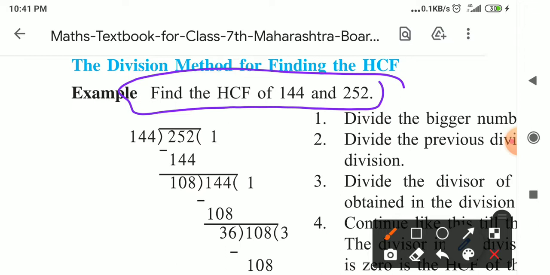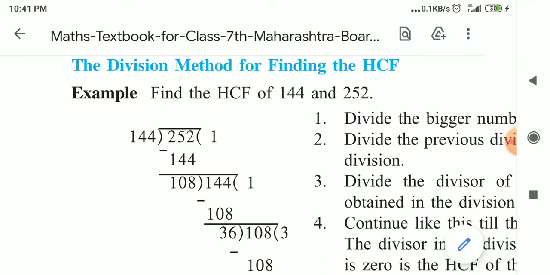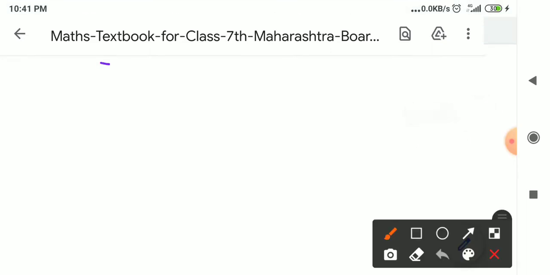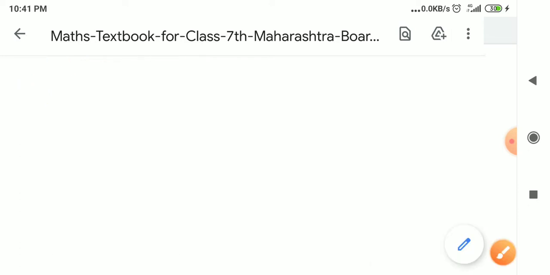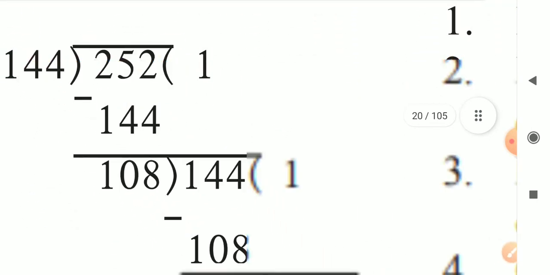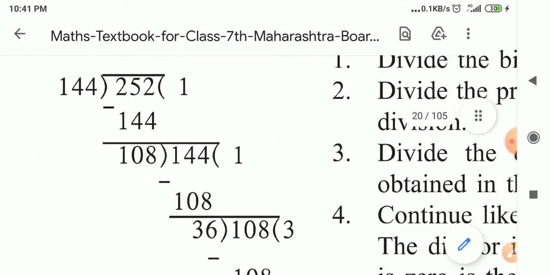So here we have to take 252 inside this division sign. This sign is called the division sign. Here we have to write 144, and the other number, 252. I will explain, and then I will show you how to solve this.